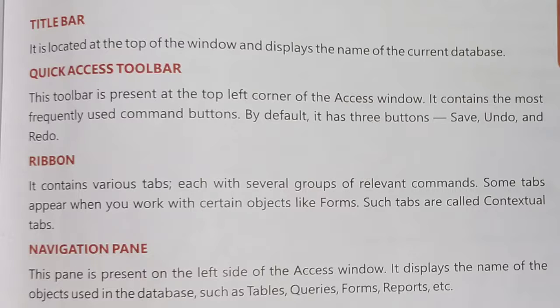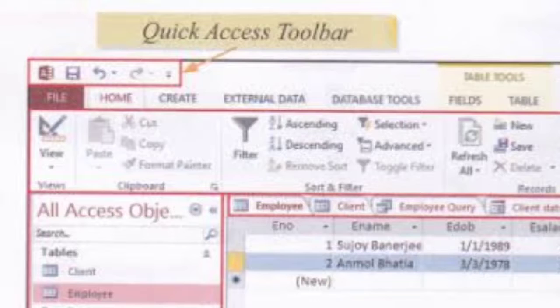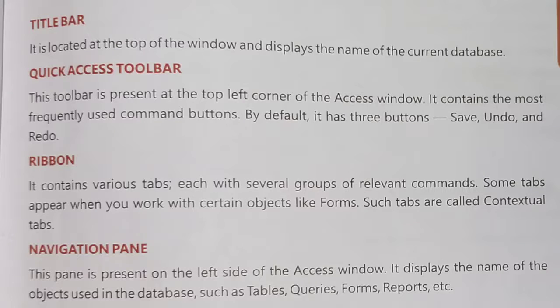And the second component is the quick access toolbar. So the quick access toolbar is located at the top left corner of the Access window as shown in the image. It contains 3 buttons by default. First one is save, second one is undo, and third one is redo. So about save, we'll discuss it after some time because it is a particular topic in your book.